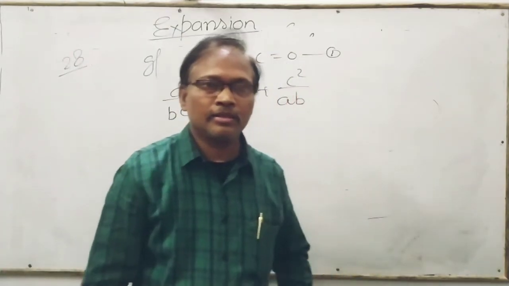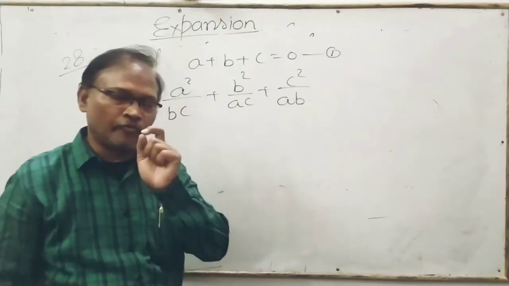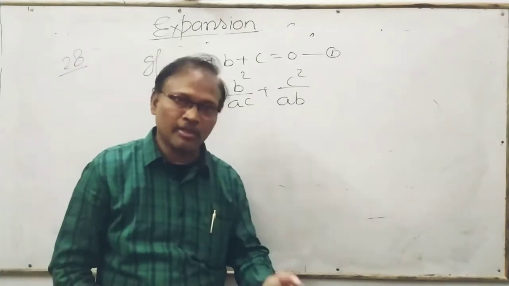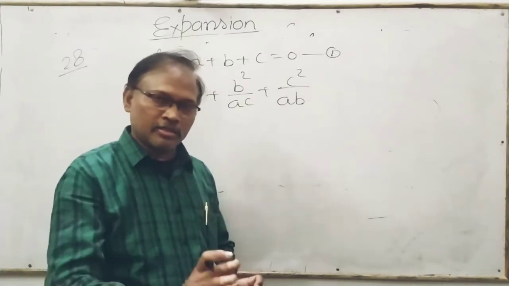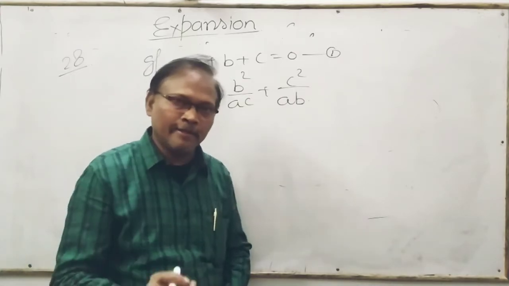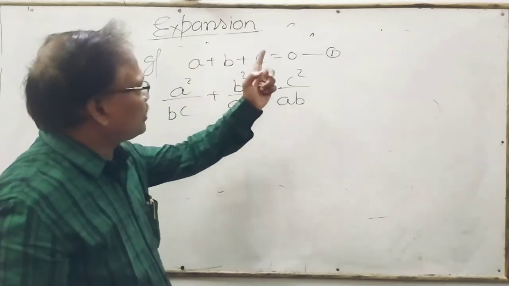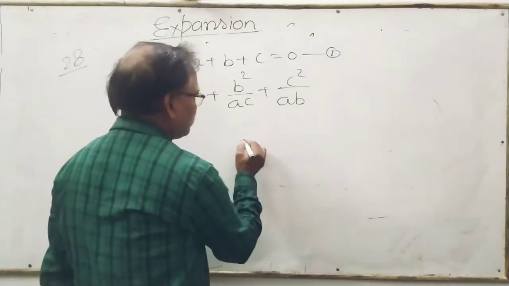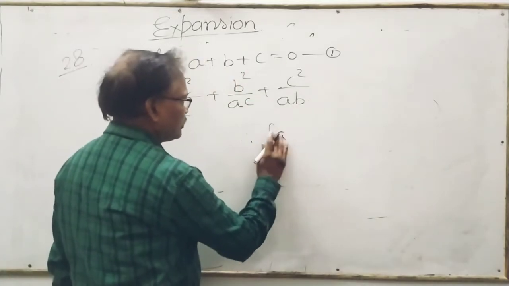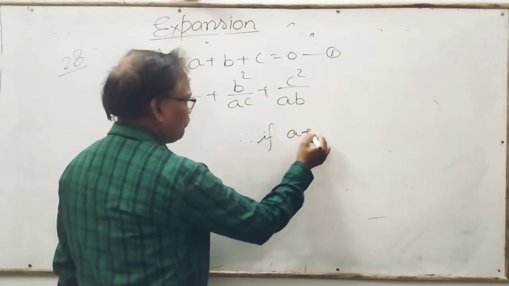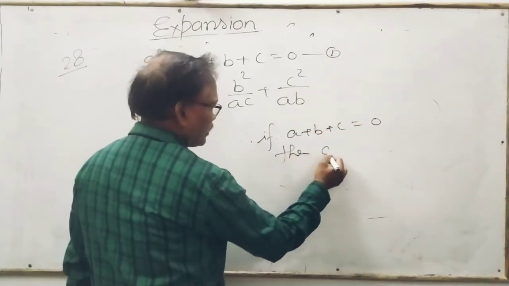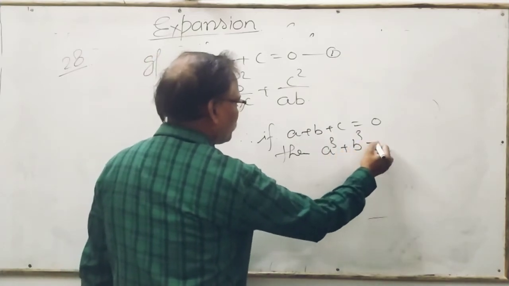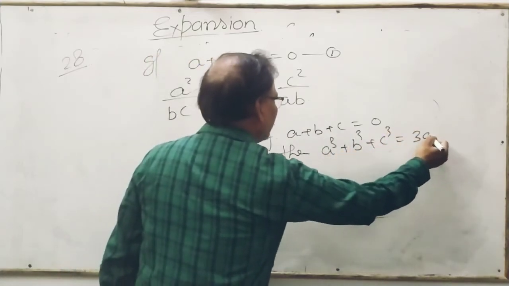Before that, you must see the formula which is given in the first page of the expression chapter. There is a second last formula in which it is written, if a plus b plus c is equal to 0, then a cube plus b cube plus c cube is equal to 3abc.